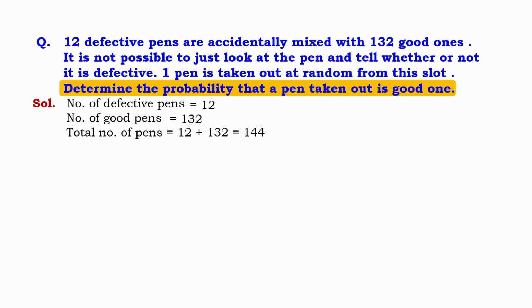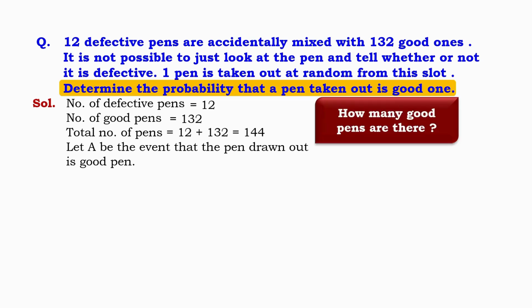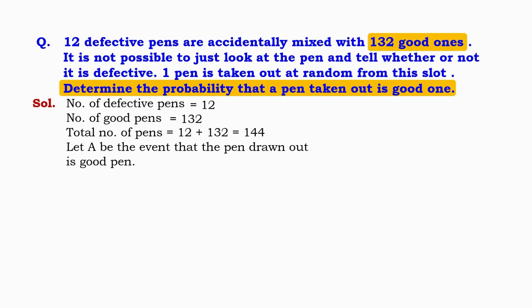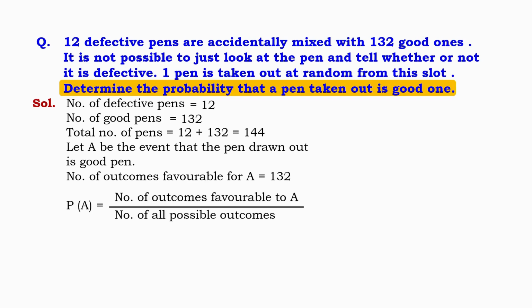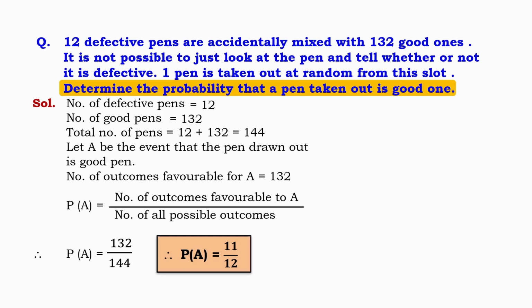Now we need to determine the probability that a pen taken out is a good one. So let A be the event that the pen drawn out is a good pen. How many good pens are there? That is 132. So the number of outcomes favorable for A is 132. The probability of A is the number of outcomes favorable to A divided by the total number of all possible outcomes, that is 132 divided by 144. If we simplify, we will get 11 by 12.